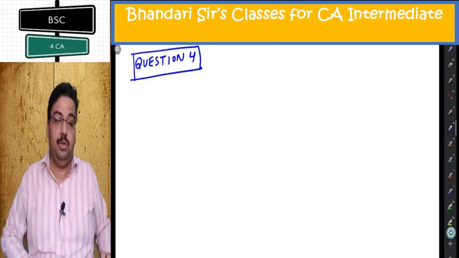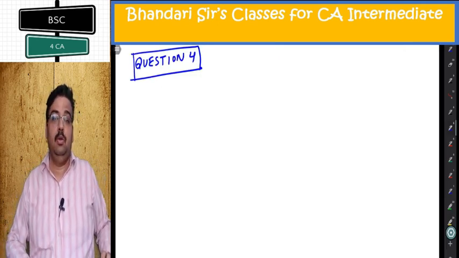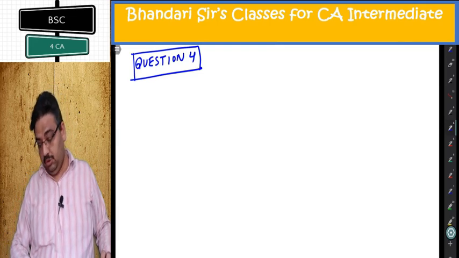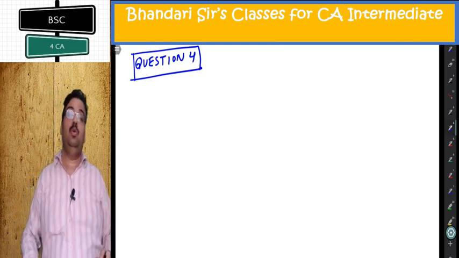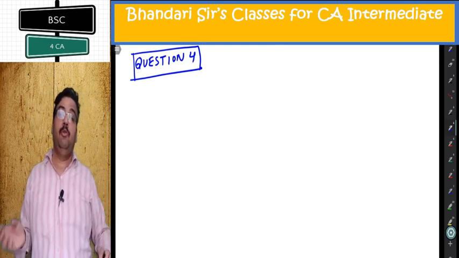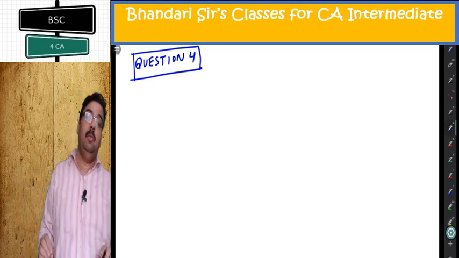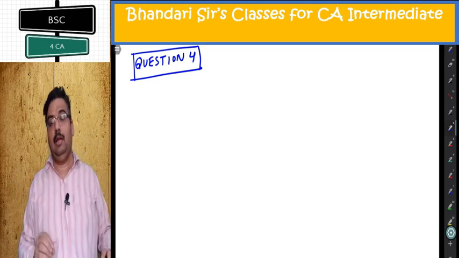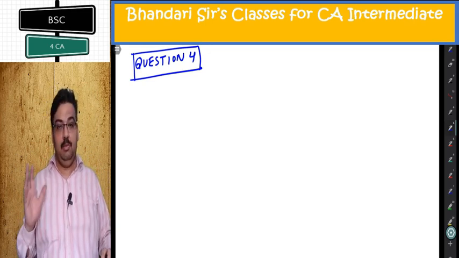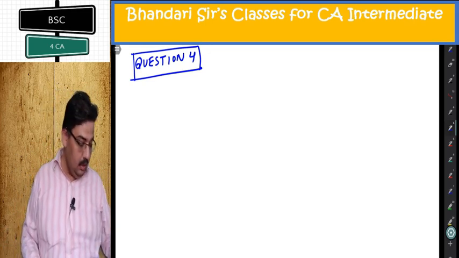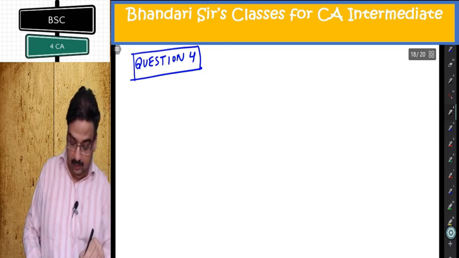Reaching the last question of this contract costing. This is question number 4. It is similar to question number 3. You have to first make a contract account to get the notional profit, and then we will be making the memorandum contract account so that we can get the estimated profit on the contract. Let's focus on the contract account here.